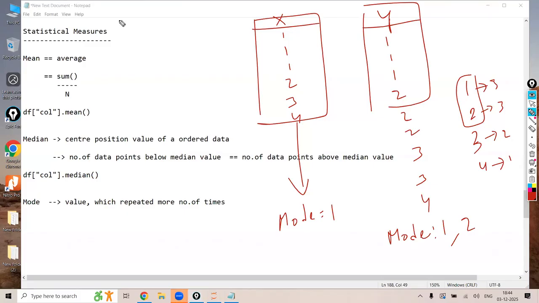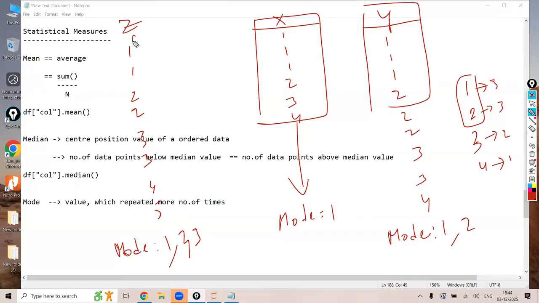Sir, let's take one more example: 1, 1, 2, 2, 3, 3, 4, 5. Now here, which one was repeated more number of times? 1 was repeated, 2 was repeated, 3 also repeated, the same number of times. So what is the mode here? 1, 2, 3.